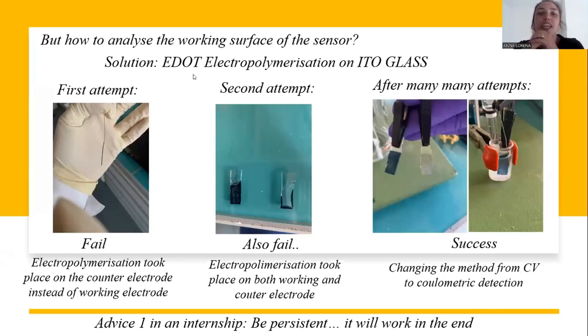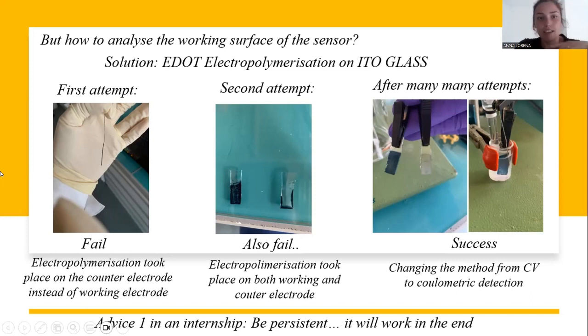So we realized we cannot do some analysis on the surface of the gold electrode because it's a opaque electrode. We cannot do other tests on them. So what we did next, we found the solution of making the electropolymerization on indium tin oxide glass. At first we tried the same technique with the same parameters, but the electropolymerization took place on the counter electrode instead of the working electrode, and we don't know why. We're still trying to figure it out.